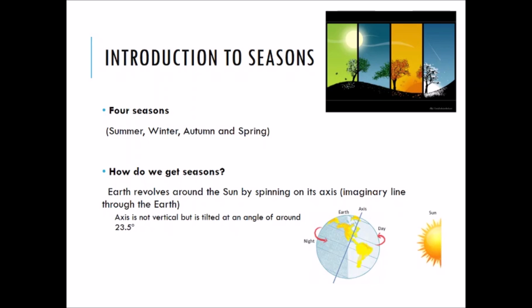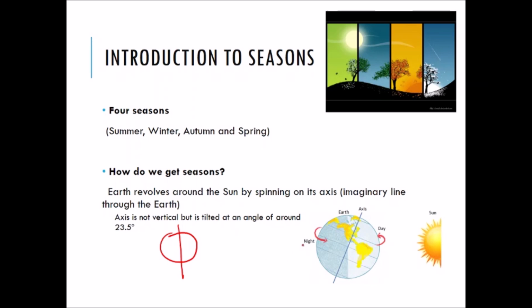So just to get a bit of introduction to the seasons, we have 4 seasons in Australia. That's summer, winter, autumn and spring. And the big question is, how do we get seasons? So the Earth revolves around the sun, spinning on its axis. The axis is an imaginary line, if you look at this diagram here, that runs through the Earth. So it's tilted, it's not vertical, meaning if I drew the Earth here, it doesn't run straight down, it's on an angle of around 23.5 degrees. And sometimes you might see images that say 23.4, but like I said, it's around 23.5.